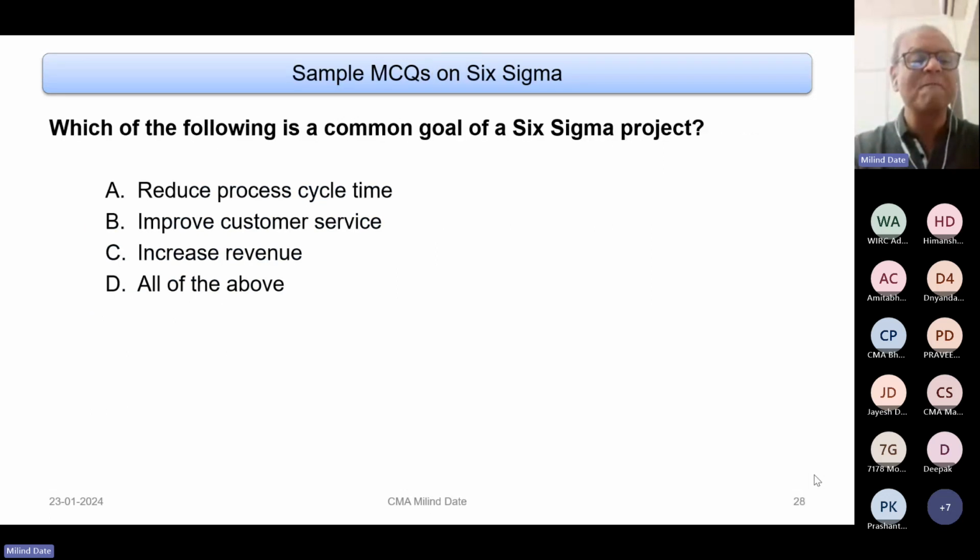Which of the following is a common goal of a Six Sigma project? Reduce process cycle time, improve customer service, increase revenue, all of the above. Of course, whenever an improvement is thought about, it will result in increasing revenue. So the correct answer here is, of course, D, all of the above.